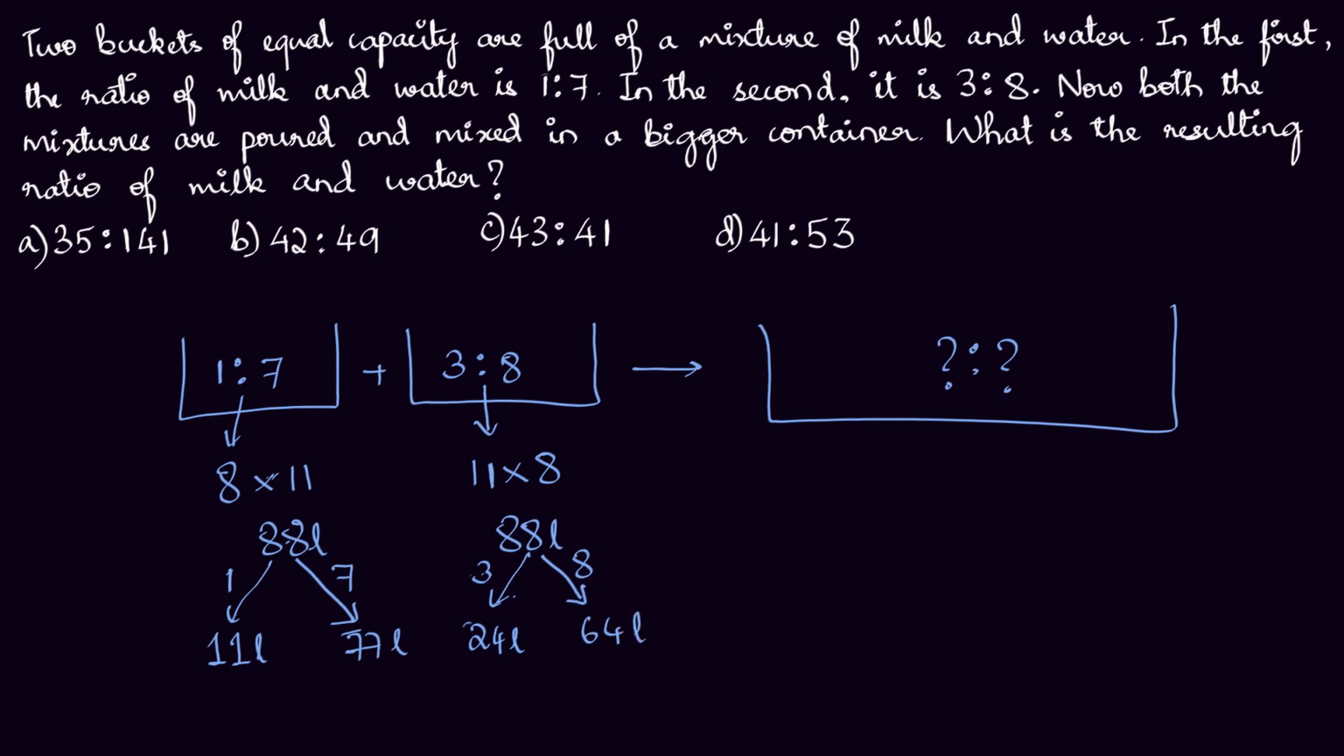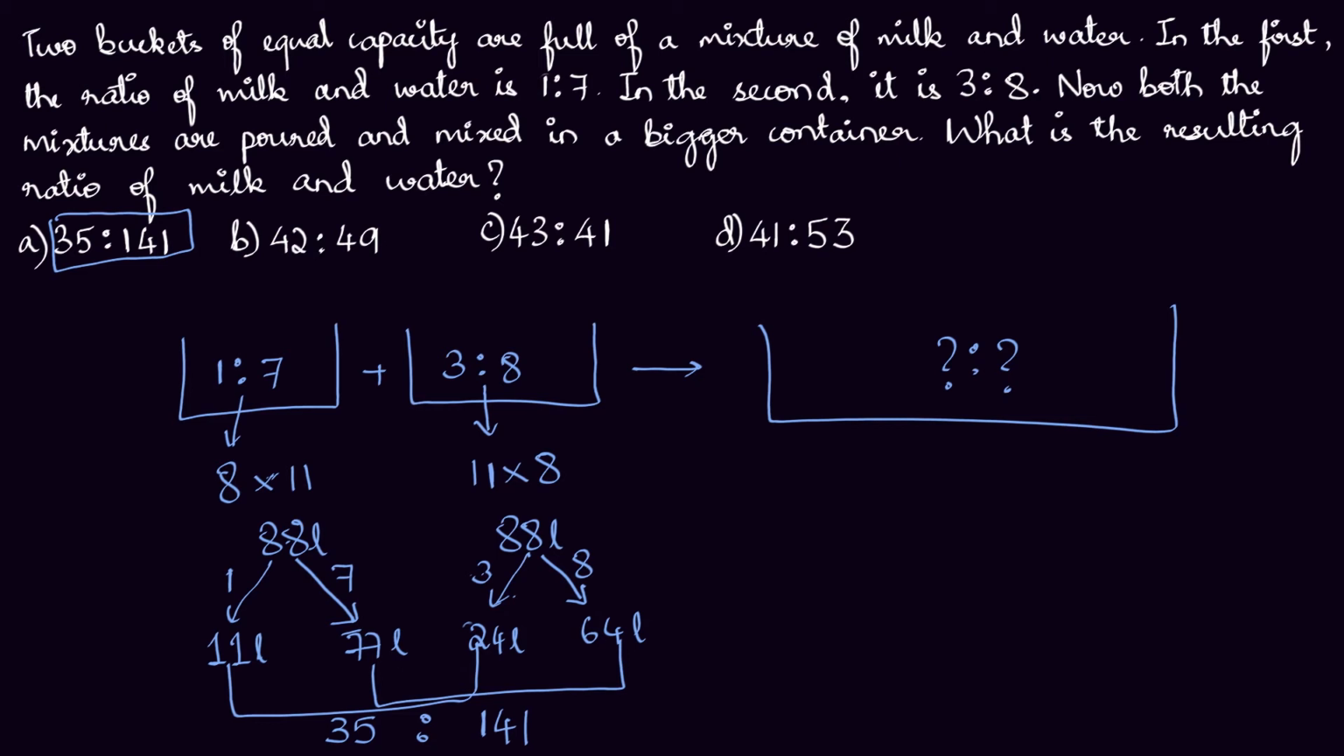Now if we add them all together, all the milk components get added and all the water components get added. So 11 plus 24 is 35, 77 plus 64 is 141. So the final ratio is 35:141. Okay, now this was calculation intensive. It might take some time.